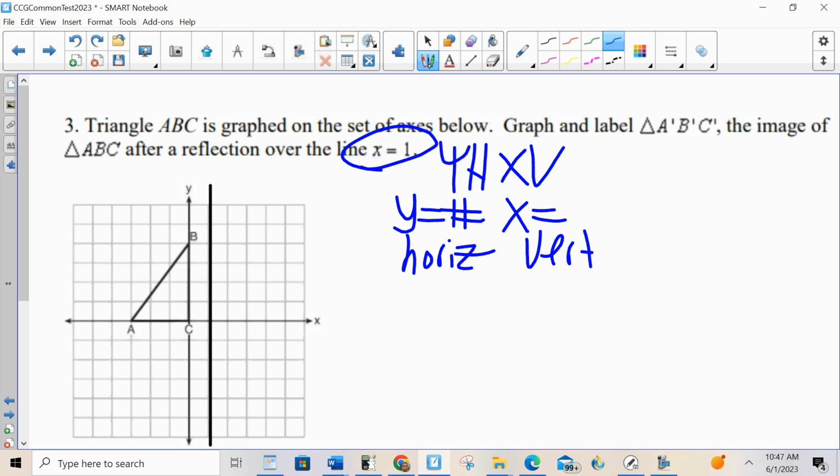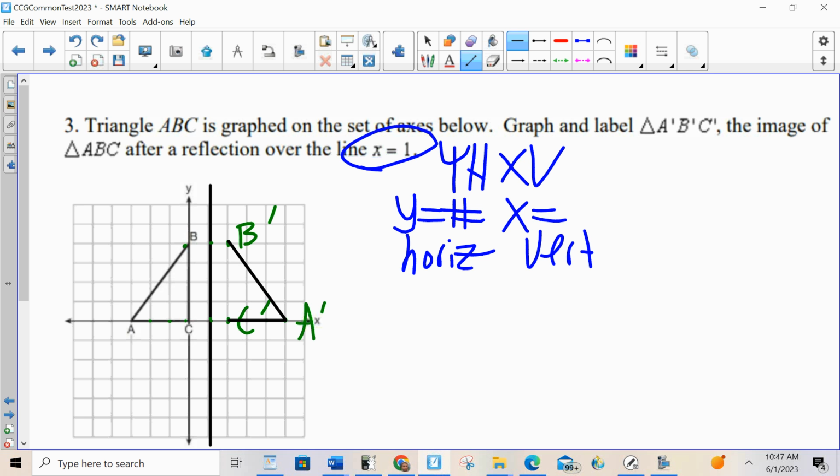And I'm going to count to what I'm reflecting over. So let's start with B. To get to what I'm reflecting over, I'm going 1 right, so I go another 1 right. That's B prime. C, I go 1 right, I go another 1 right. And A prime, it's 1, 2, 3, 4. 1, 2, 3, 4. That's A prime. Connect them with a straight edge. Is it asking me for the coordinates? No, I'm done. So to reflect, I count to what I'm reflecting over.